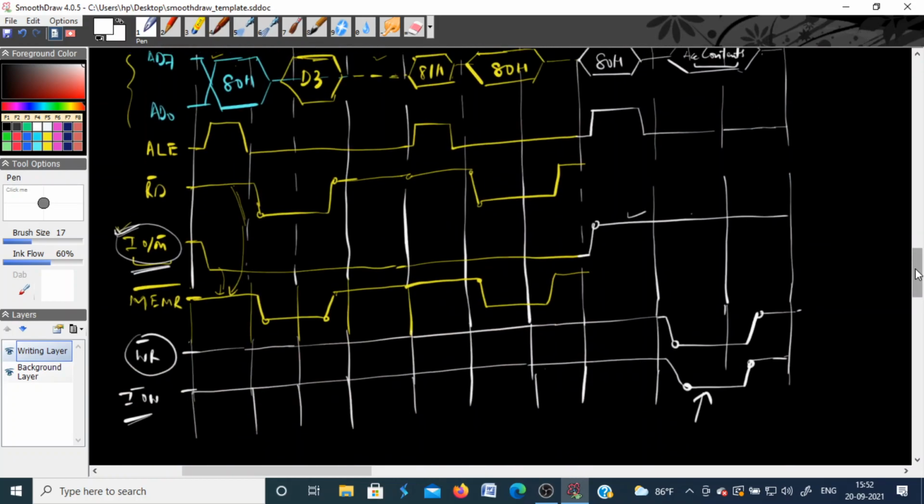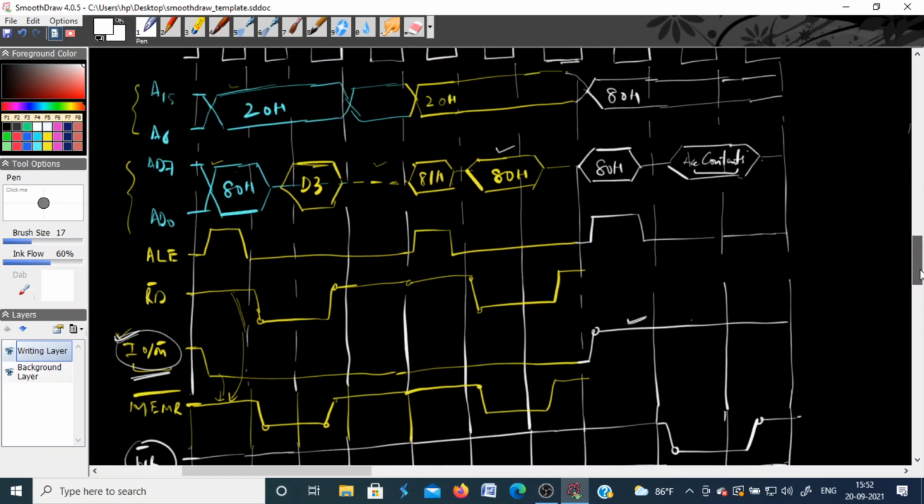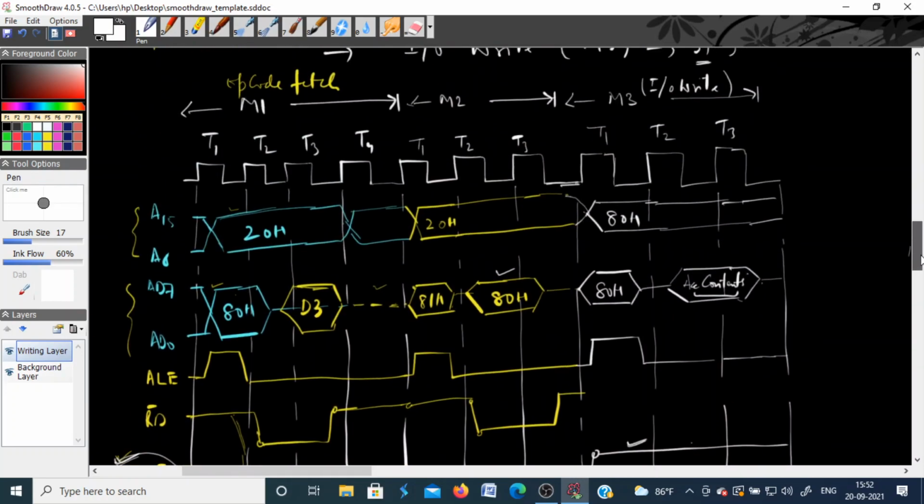Okay, so what is the difference between this memory write and input output write? The difference is only in the control signals. This signal will go from 0 to 1 if it's an input output related operation. If it is a memory read operation, of course it will go from 1 to 0, or it will remain at logic 0 for the entire clock pulse. Okay, so this is how this out instruction is executed.